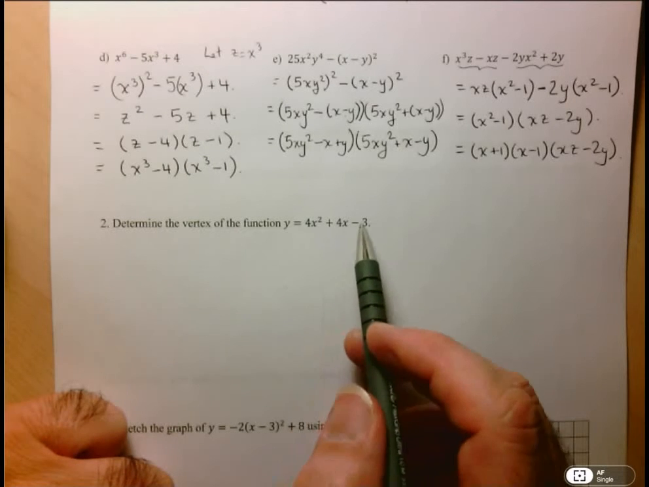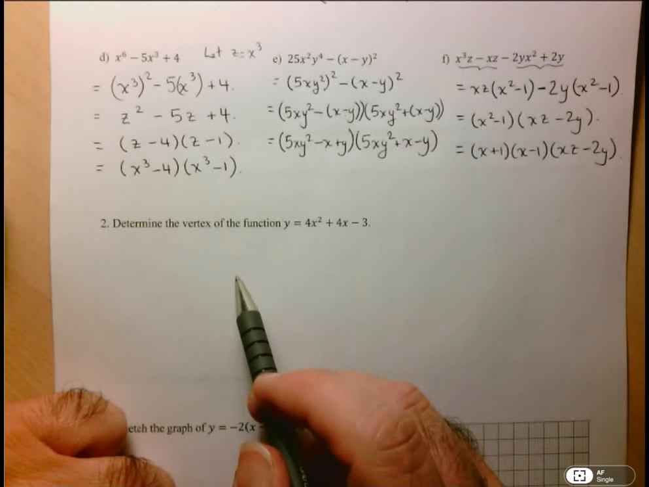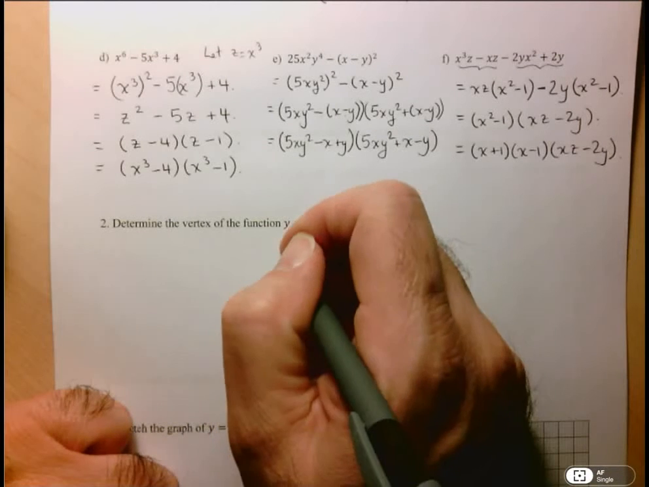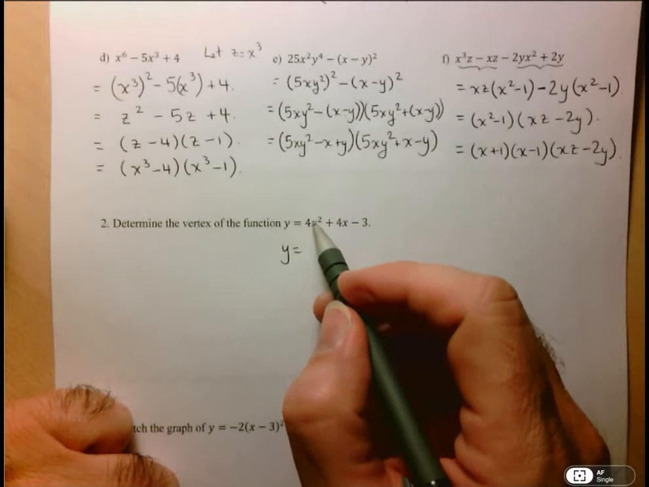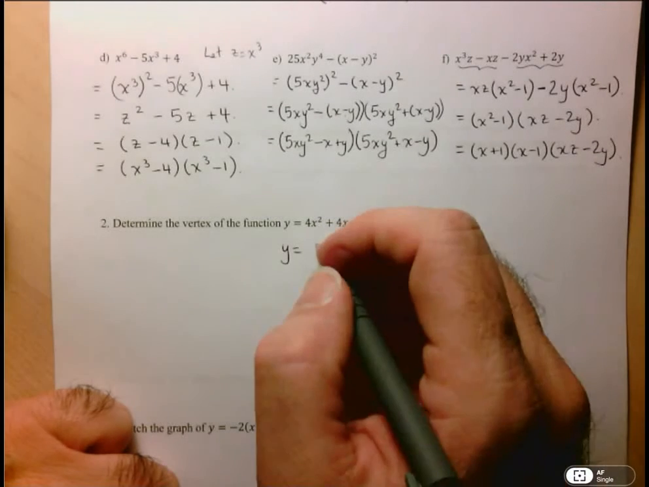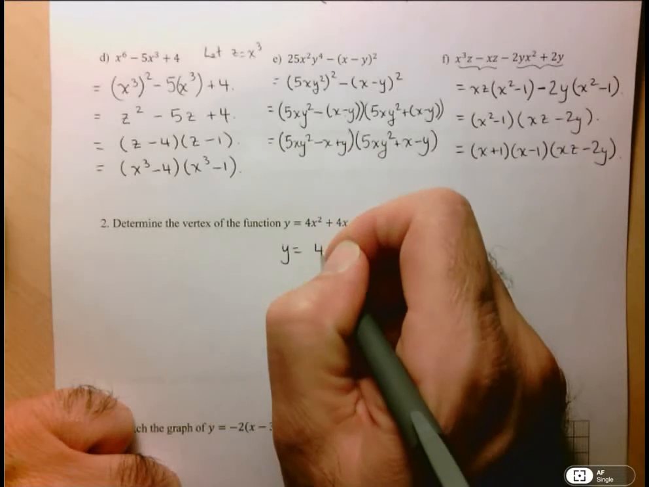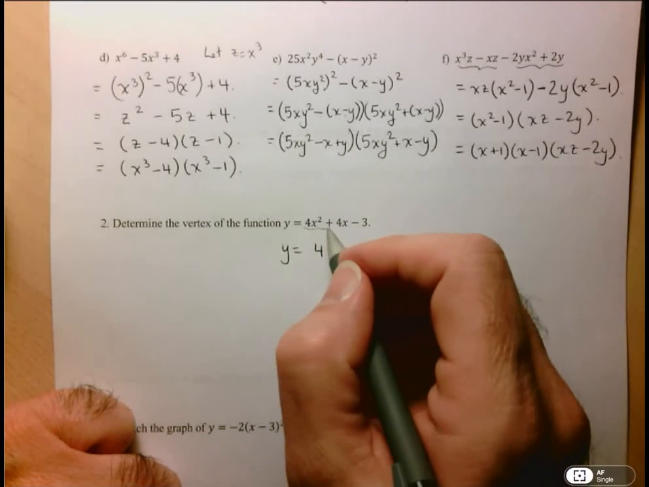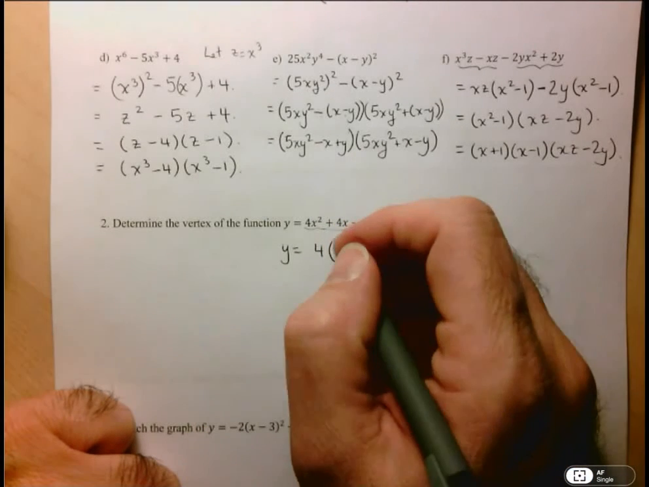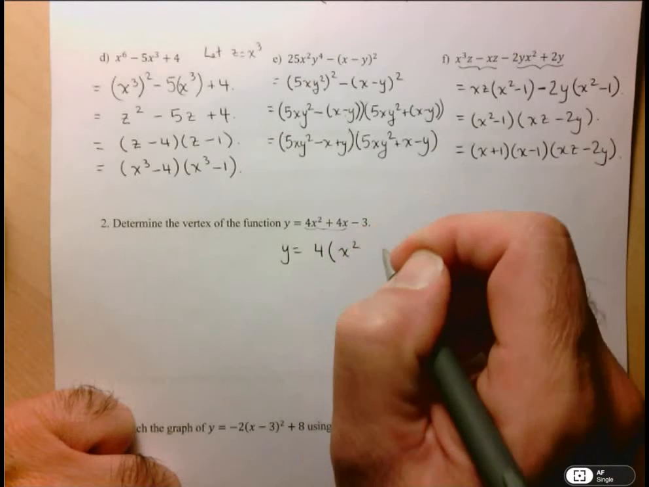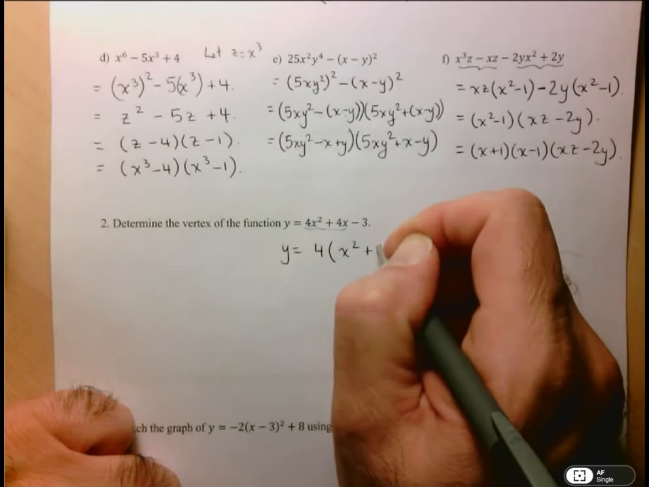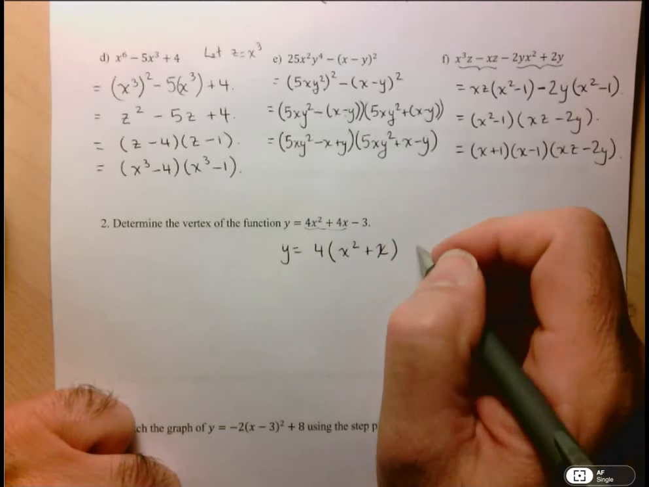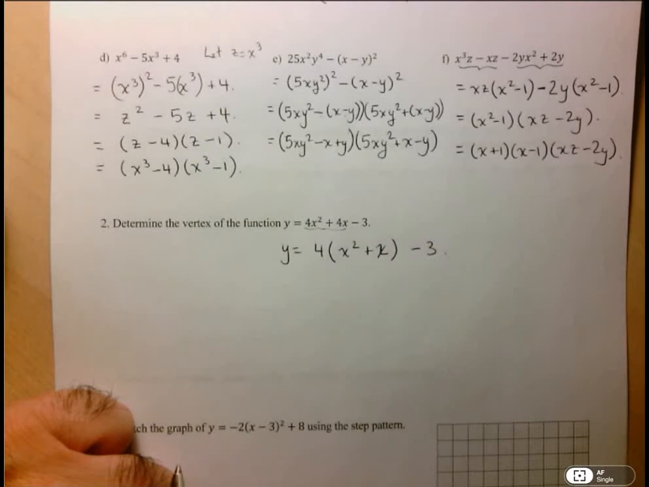But since it's in standard form, I may as well complete the square. So let's recall how we complete the square. Any coefficient of x squared that's not equal to 1 must be factored out. So I need to start by factoring out this 4, and I'm only going to factor it out from the first two terms. So here I'm left with x squared plus x. And then the minus 3 I'll worry about at the end.